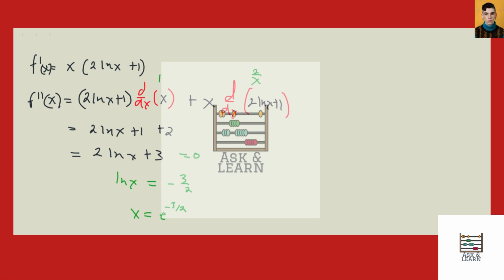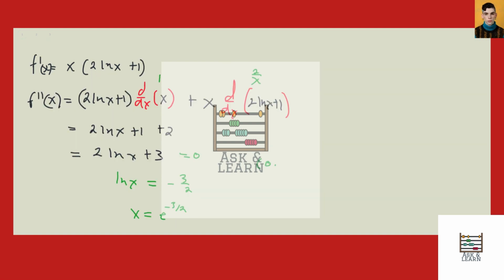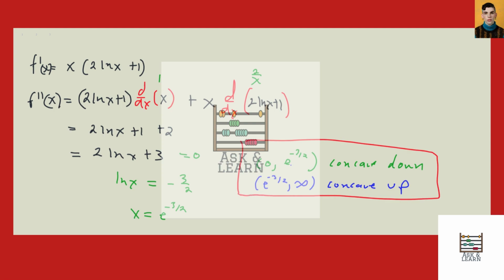So if we look over here again, it looked like it was concave down to start. So from 0 to e to the negative 3/2, this is going to be concave down. And then from e to the negative 3/2 to infinity is going to be concave up, it looks like. So we ended up getting our exact intervals for concave up and concave down, as well as our exact minimum.